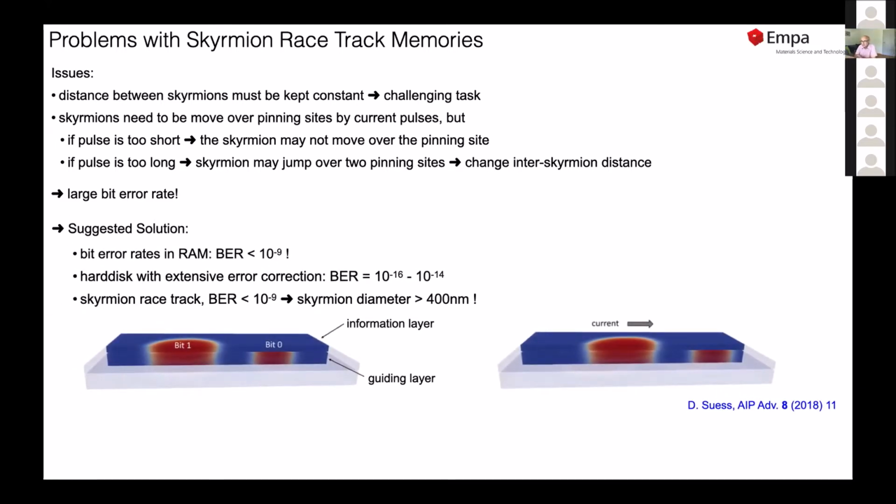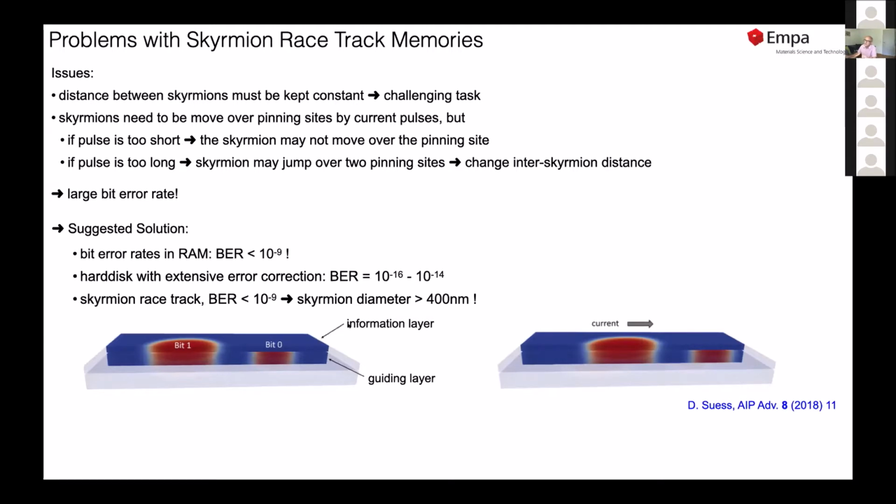And he has not only pointed out that the bit error rate, for example, in a random access memory needs to be smaller than 10 to the minus 9, and in hard disks it's even smaller. So also in a Skyrmion racetrack, you must have a bit error rate smaller than 10 to the minus 9, which in present materials can only be achieved if the Skyrmion diameter is large, so it averages over many pinning centers. Well, that's not really what you want to do, to have such a large magnetic object.